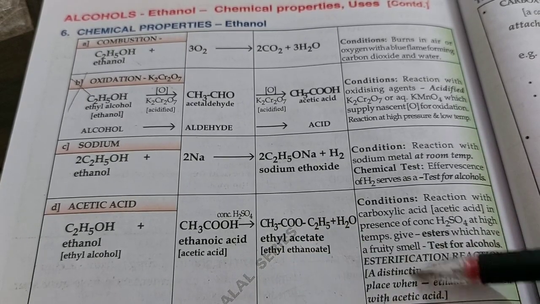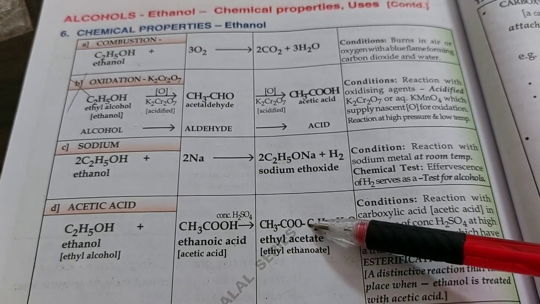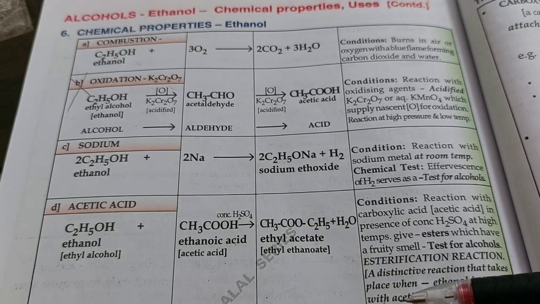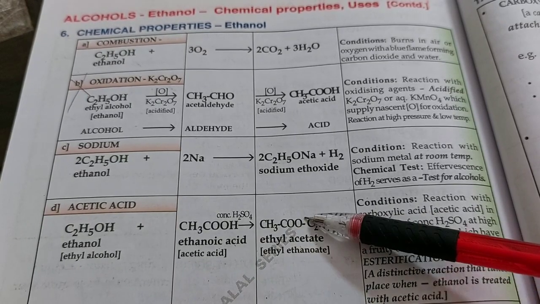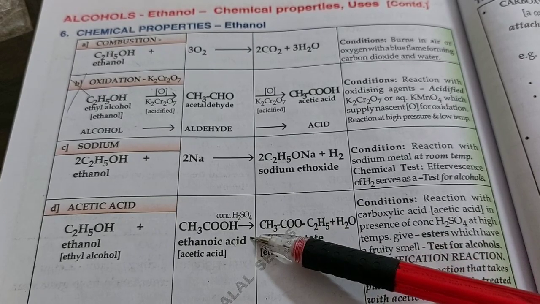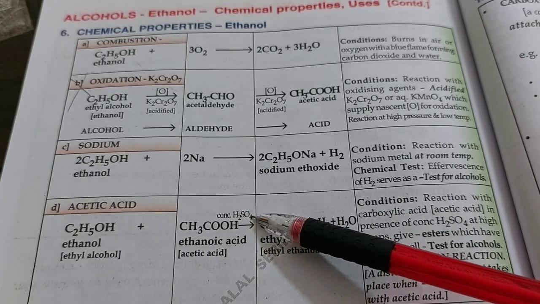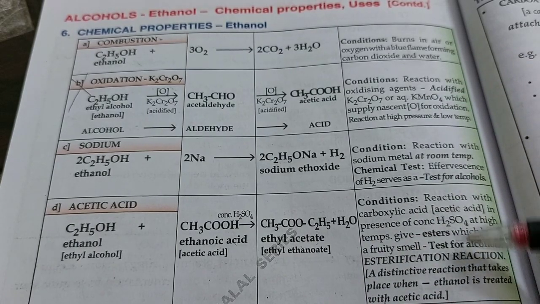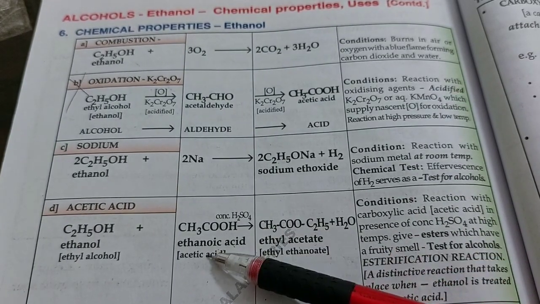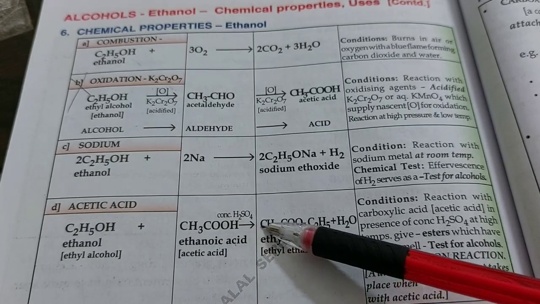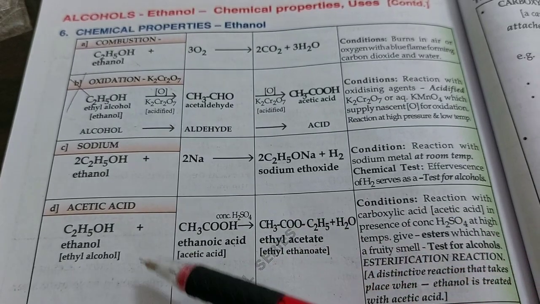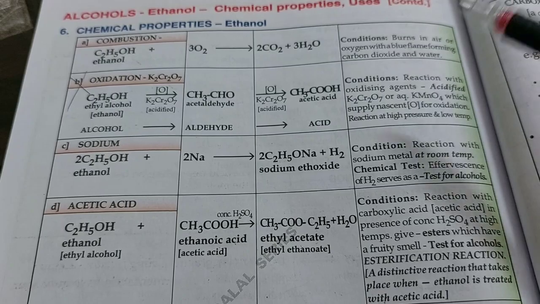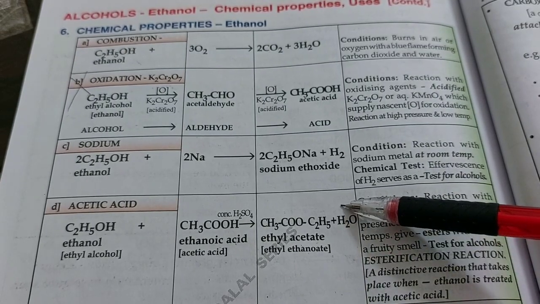This process is called esterification, and esters have a distinct fruity smell. This is a reversible reaction. So to prevent the reverse reaction, we should add a bit of concentrated sulfuric acid. Now this could be a test for alcohol as well. You can just add ethanoic acid, and if you can smell a fruity smell, then that liquid was alcohol. But it won't work if you have cold.